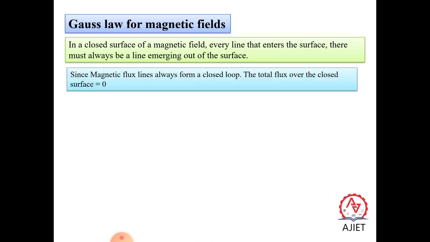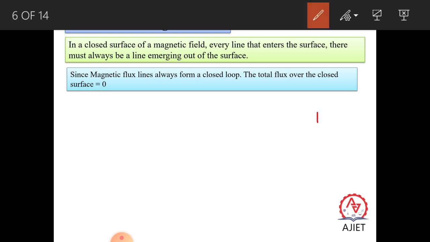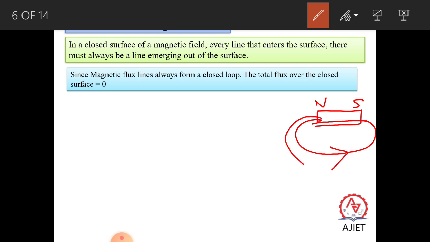So next we can see the analogy. Since the magnetic flux always forms a closed loop, the total flux over a closed loop is equal to 0. Suppose this is a bar magnet. This is the north pole of a magnet and this is the south pole of a magnet. Magnetic field lines pass from the north pole and end at the south pole, and again come back to the north pole. So hence it forms a closed loop. Similarly, you take another one. In this way it goes and combines and again comes back.